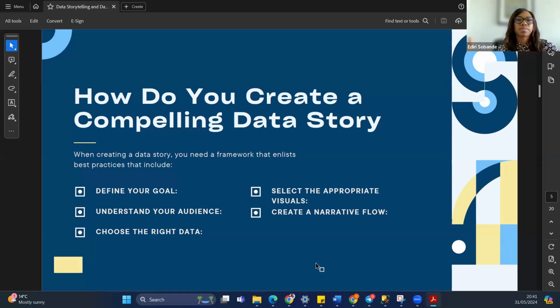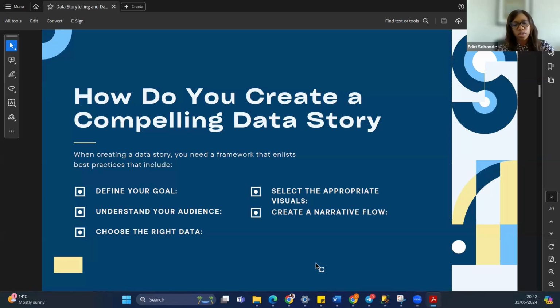The first one is you must define your goal. Remember what I was saying earlier, that when you're telling your story, there is a message you want to pass across. You're not just telling stories for the sake of telling stories. As a data professional, whether you're a data analyst, a data scientist, a data engineer, whatever your role, you want to be able to define your goal. You ask yourself, what do I want to achieve with this dashboard that I'm building? What do I want to achieve with my data story?